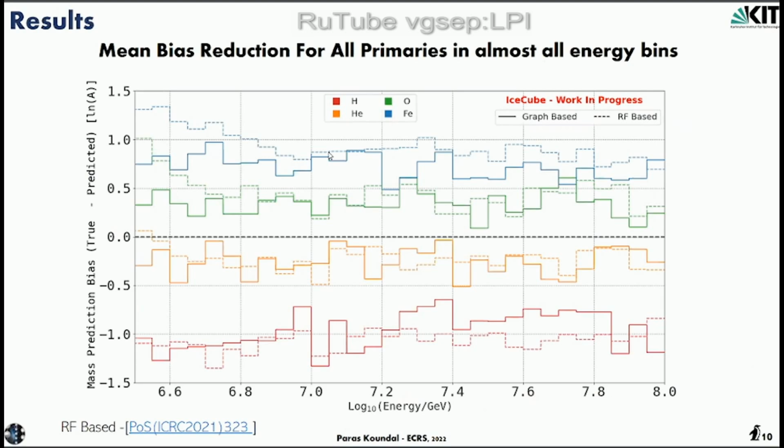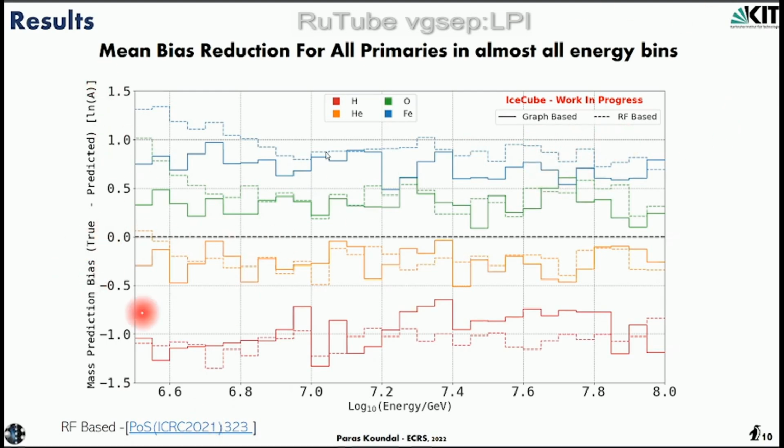So here I have compared my results, which are the graph-based results, with RF-based methods. So RF-based is a random forest-based method. This is work done by Matthias in our collaboration. This is published here, and it's a slight improvement over the baseline.